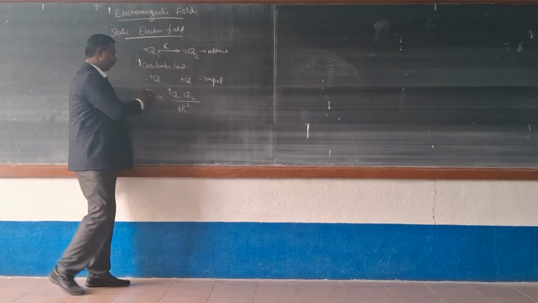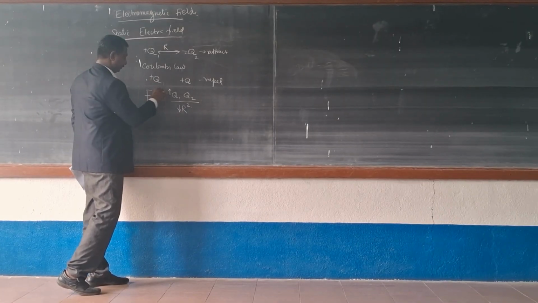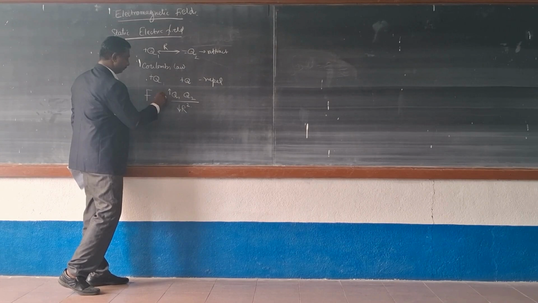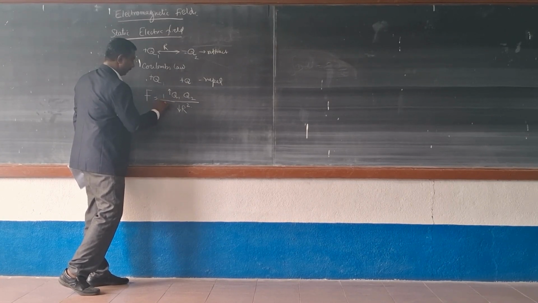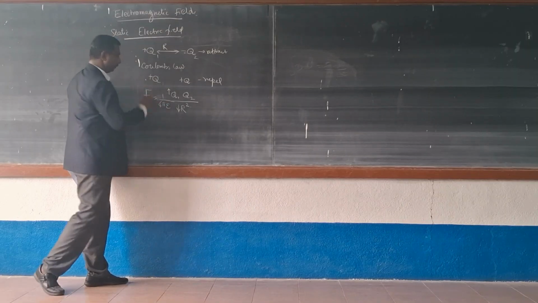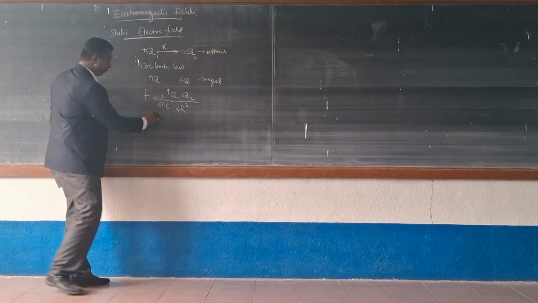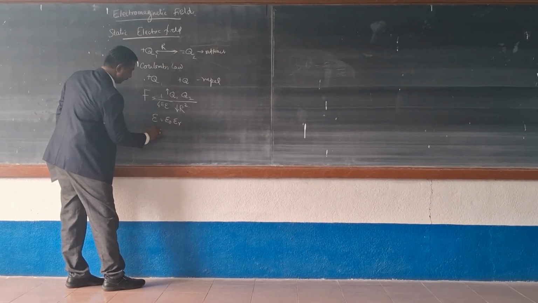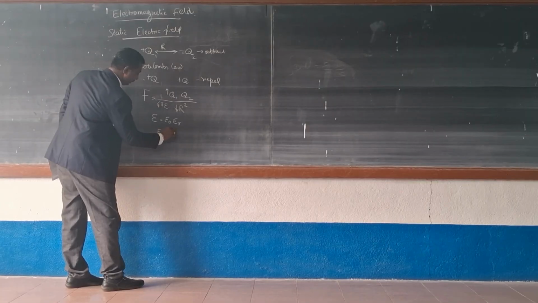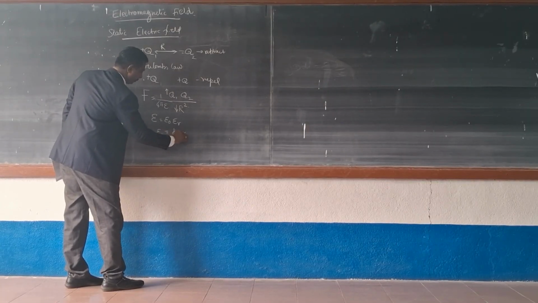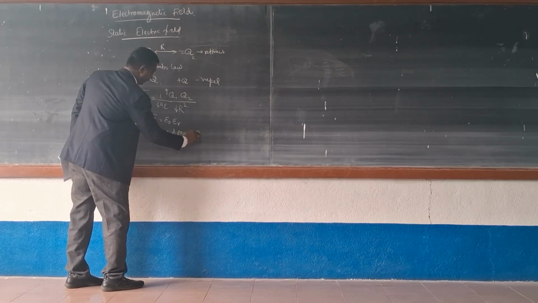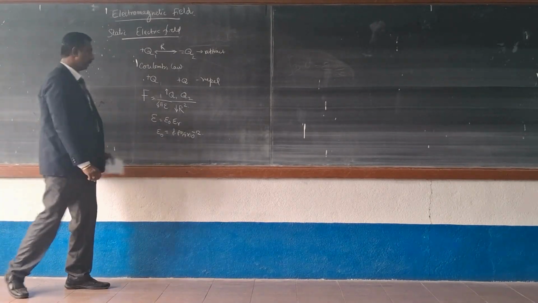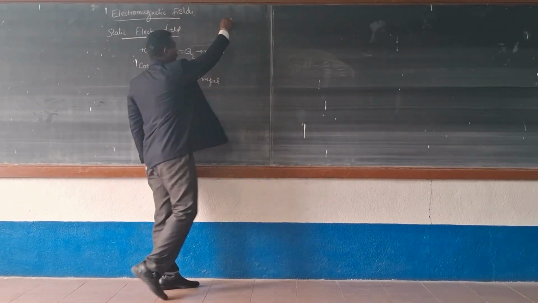Okay. So we are replacing that proportionality by a constant, that is 1 by 4 pi epsilon. Epsilon, we know epsilon is equal to epsilon naught into epsilon r, and epsilon naught is 8.854 into 10 power minus 12, and epsilon r is relative permittivity.